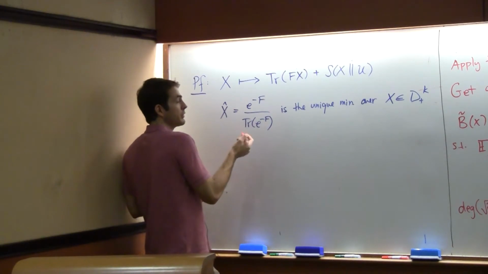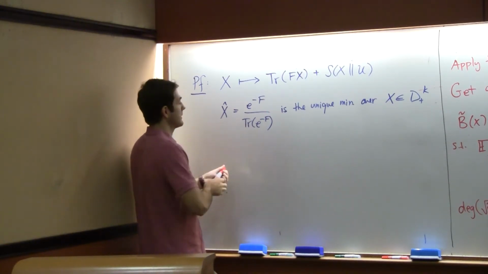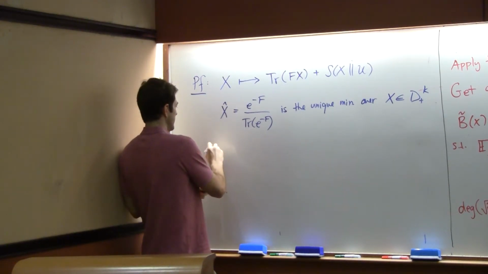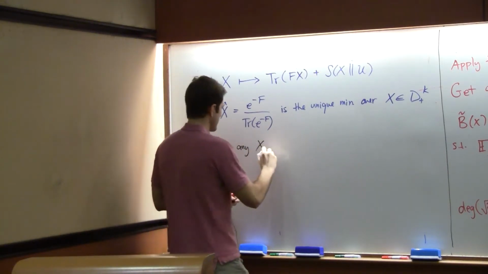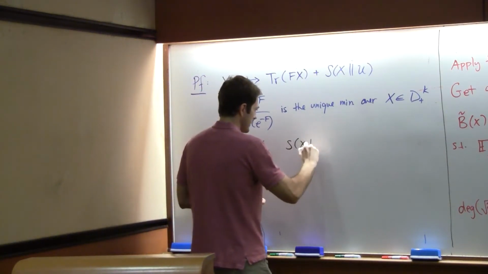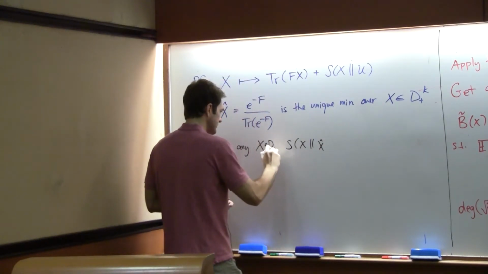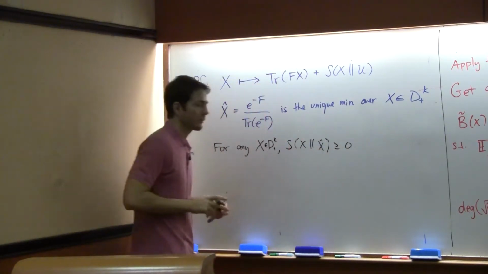So we need one fact, which is that the relative entropy between two matrices is always non-negative. So for any x, for any density, this is greater than or equal to 0.